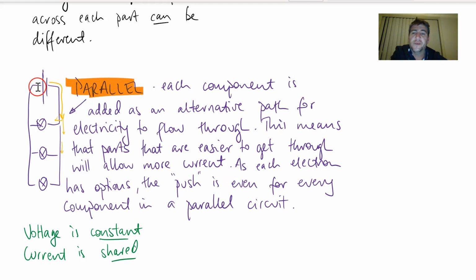What that means is that we have the same amount of voltage across each of these things, but the electrons have got a choice between going through the first globe or the second one or the third one or a switch or whatever else, diodes and resistors and all that other sort of stuff throughout the circuit. What that means is that voltage is constant, and the current is shared.